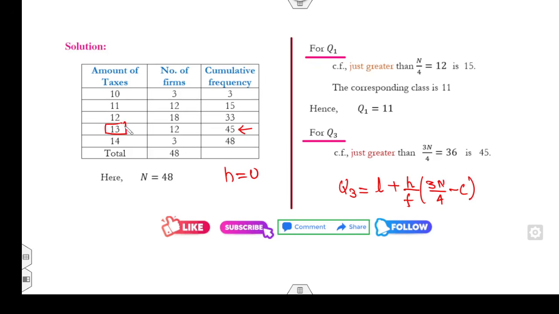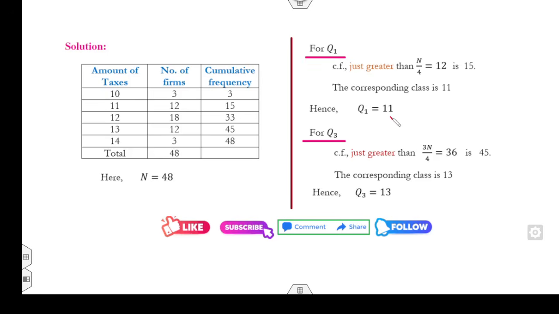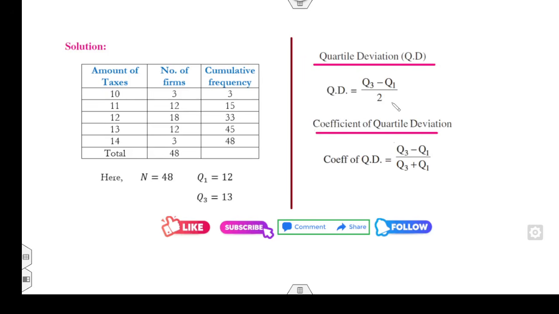Fine. What is the L? L is my 13. F is my 12 and C will be just preceding the quartile class, that is 33. So the answer will be only 30 because H is my 0. Once you find the value of Q1 and Q3, you can find the quartile deviation and the coefficient. You can substitute the values of Q1 and Q3. You will get the right answer of the problem. Fine. 13, sorry, it's 11. 13 minus 11 by 2 and 13 minus 11 divided by 13 plus 11.